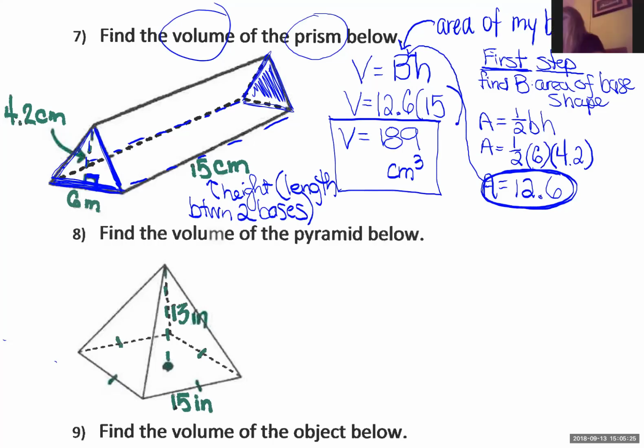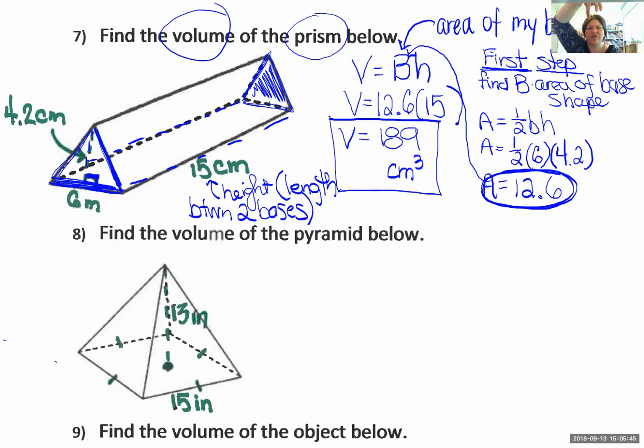So one more that's similar to that. This one below says, find the volume of the pyramid below. So we said a prism had two identical shapes and we came up at straight angles from that. Two identical bases and we came up at a straight angle from those bases, a 90-degree angle.